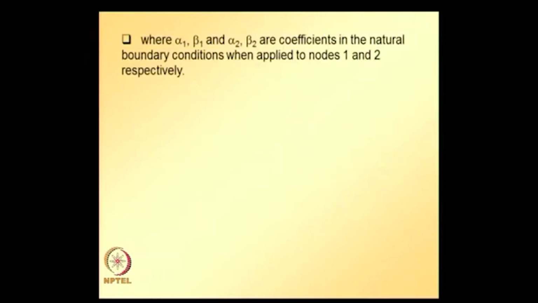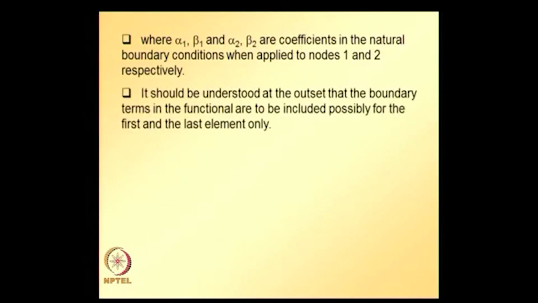So, here in this equation which you have seen, alpha 1 beta 1 and alpha 2 beta 2 are coefficients in the natural boundary conditions when they are applied to nodes 1 and 2 respectively. And also it should be understood that the boundary terms in the functional are to be included possibly for the first and last element only. That will be more clear when we are actually solving a problem.